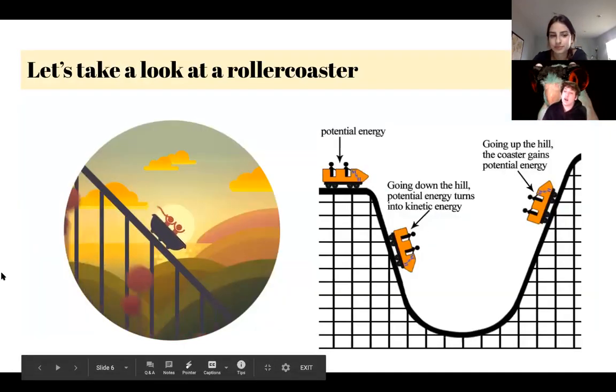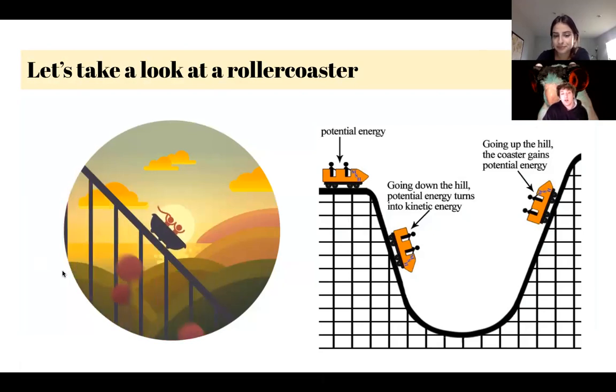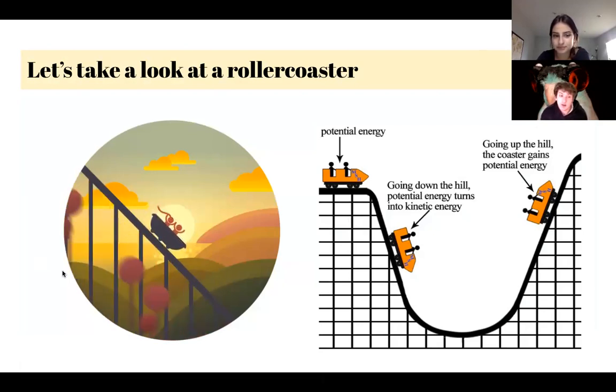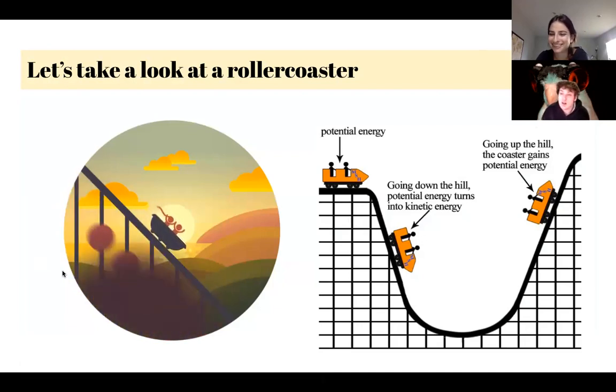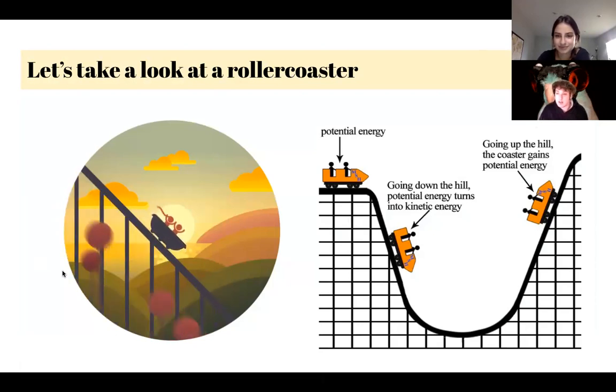But first, let's take a look at some examples. I guess this is an example of the gravitational potential energy. On the left, we have the GIF or GIF. I don't care about the pronunciation. I'm trying to remain non-controversial.